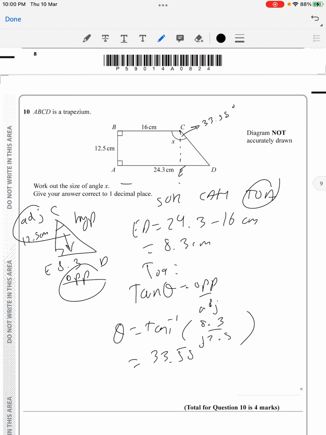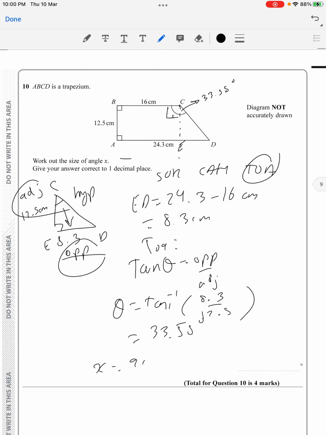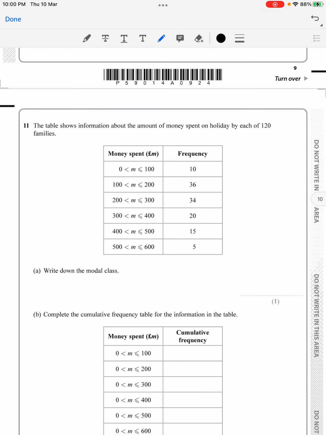It's 33.58 degrees. Now, we have to work out the size of angle X. How are we going to work that out? We know that angle BCE is 90 degrees. So all you need to do is add: X is equal to 90 degrees plus 33.58, which should give you about 123.58, but we're not going to leave that as it is because it's one decimal place. So 123.6 degrees. There you go. Pretty awesome. Next question.